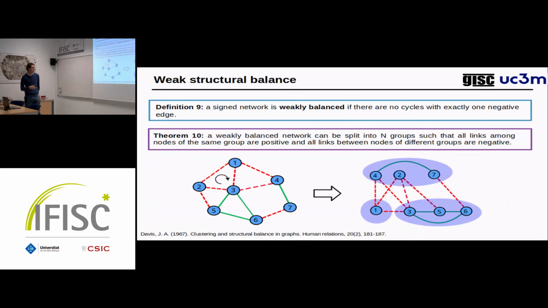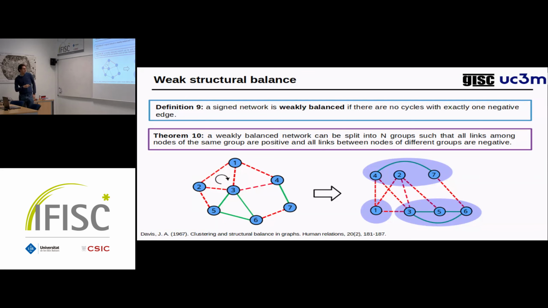Something that is also interesting, although it will not play a role in this talk, is that there is a notion of weak balance that generalizes the notion of strong balance. This was introduced by Davis, and a network is weakly balanced when it contains no cycle with exactly one negative edge. So this network is unbalanced because it has a cycle with 3 negative edges, but since 3 is not 1, it is considered weakly balanced.